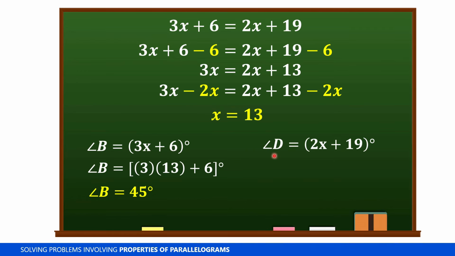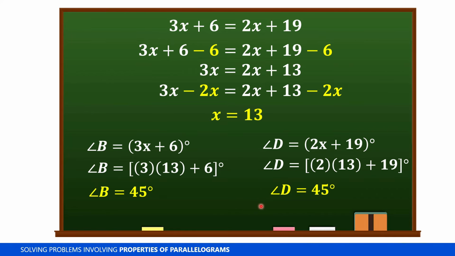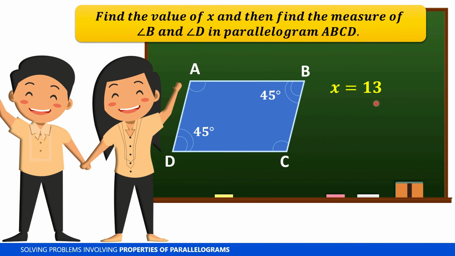Let's proceed with angle D. Angle D is equal to quantity 2x plus 19 degrees. So let's substitute 13 here. So we have the product of 2 and 13 plus 19. So 2 times 13 is 26, plus 19. Angle D is equal to 45 degrees also. So let's go back to the illustration. So x is equal to 13, and then angle B is equal to 45 degrees. Angle D measures 45 degrees also. So observe that they are equal in measurement because they are opposite angles.